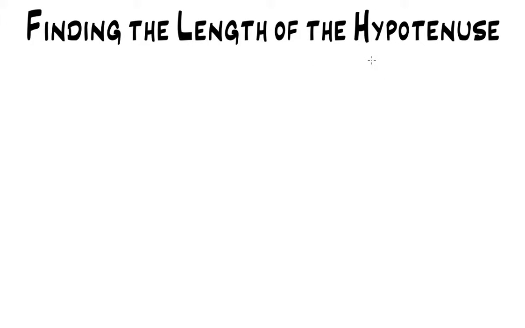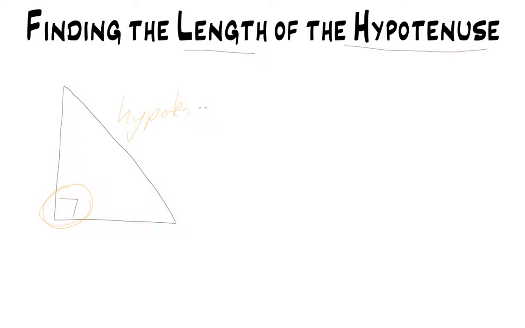Okay, so we're going to look at finding the length of the hypotenuse. The hypotenuse we talked about last lesson a little bit. On our right angle triangle, just draw it up here, we said this length here opposite the right angle was the hypotenuse, because it's opposite that right angle there. And the hypotenuse is always the longest side of a right angle triangle.